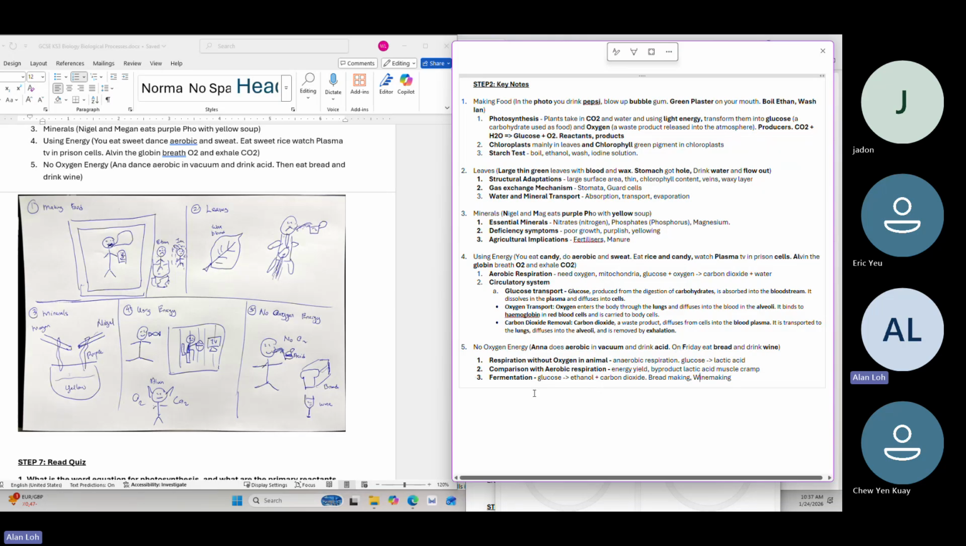Now, that is the first story. The second story is this bread and wine. On Friday, you eat bread and drink wine. Friday means fermentation. Bread means bread making. Drink wine means wine making. Easy, right? This is the glucose, and then you ferment it, and you produce ethanol and carbon dioxide. So that is creating the story, right? I'm sure you will not be able to remember all this if you do not draw it out by yourself, right? Unless you are a super genius.